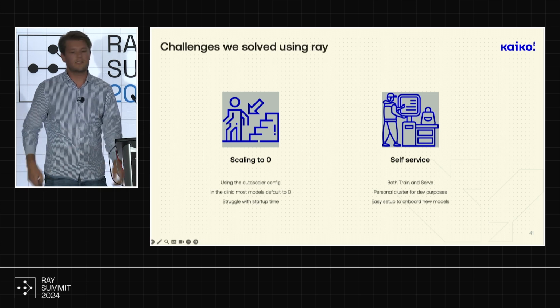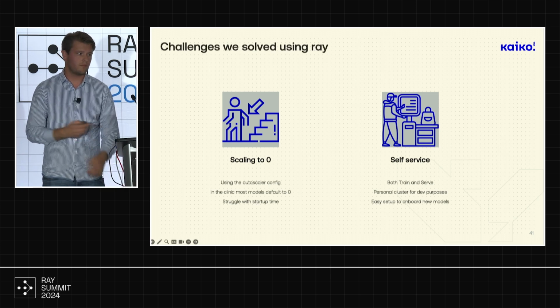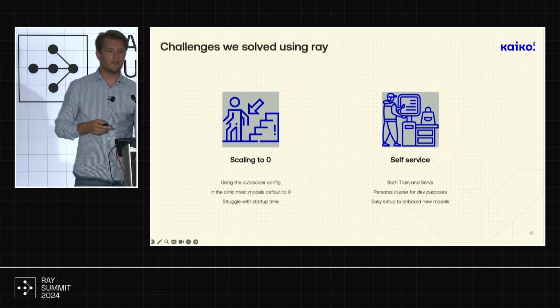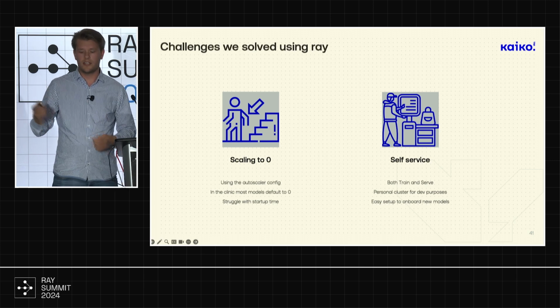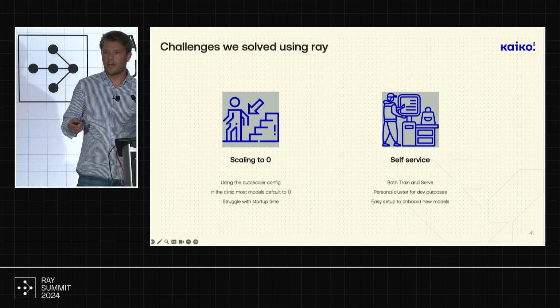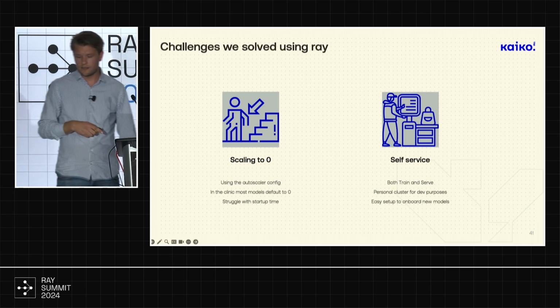So first of all, that's the scaling from zero. I've mentioned it before, but in our clinical setup, the budgets are limited, so we need to make sure that GPUs are not running all the time and that they're really available when they need to be available. For this, we use the autoscaler config, and in our setup right now, most models are scaled down to zero most of the time, and they're up when the clinician needs them. One thing we still struggle with is startup time. We'll come back to that.